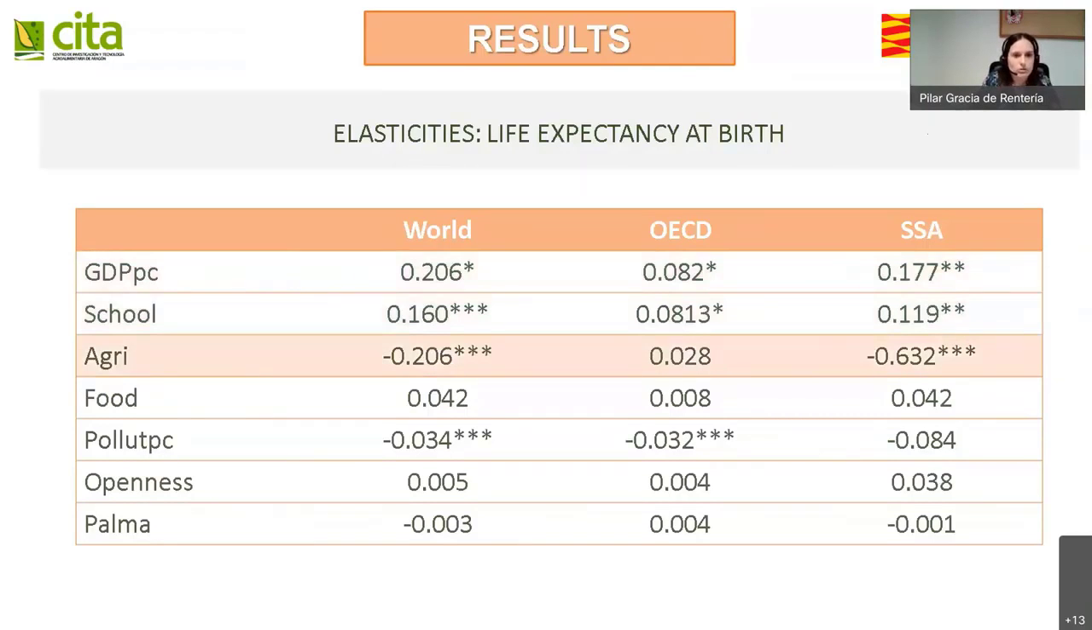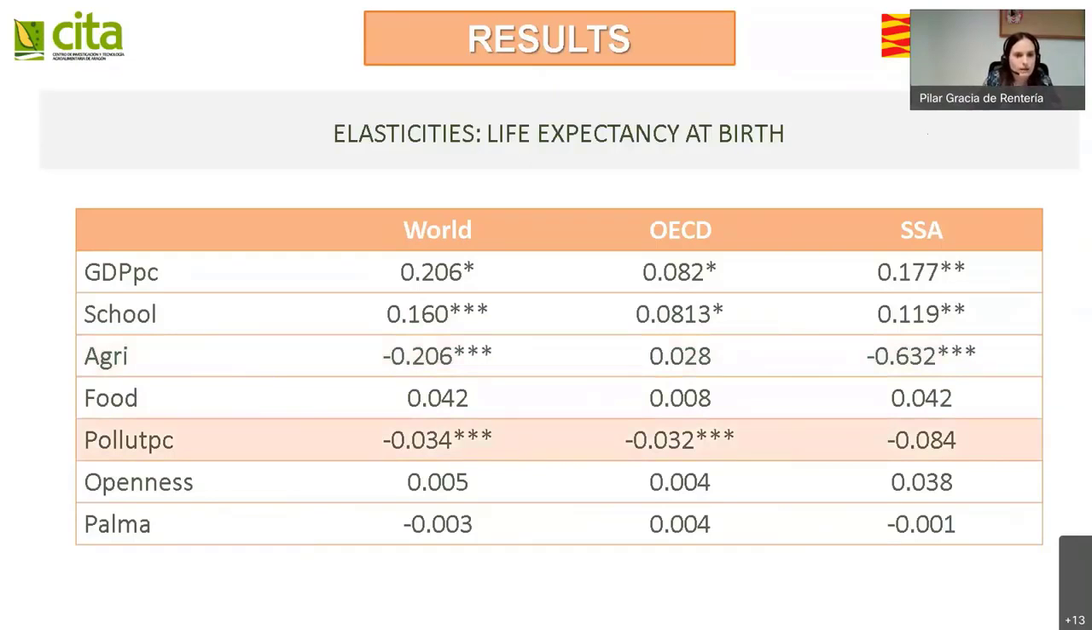The results also corroborate the hypothesis regarding the greater accessibility to public services in urban areas than in rural ones. I mean, a 1% increase in the share of agricultural sector on GDP is shown to reduce life expectancy by 0.21%. And this accessibility effect is more pronounced in sub-Saharan Africa.